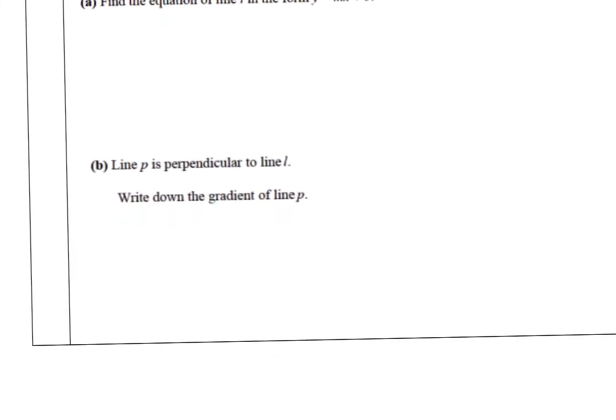Now line b is perpendicular to line n. Write down the gradient of line b. For line n, the gradient is 2. Am I right? Now, for line b, the gradient is what? They are perpendicular. Negative 1 over 2, because this is like 2 over 1.